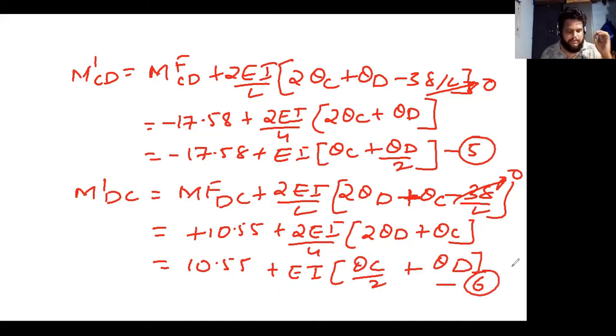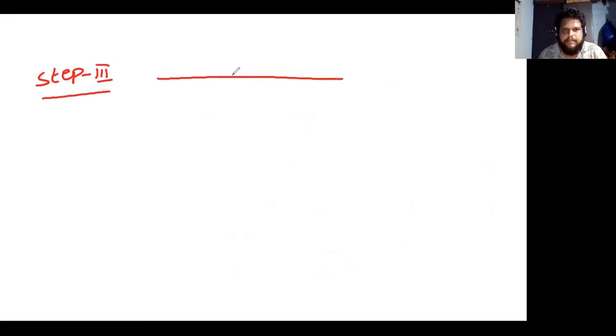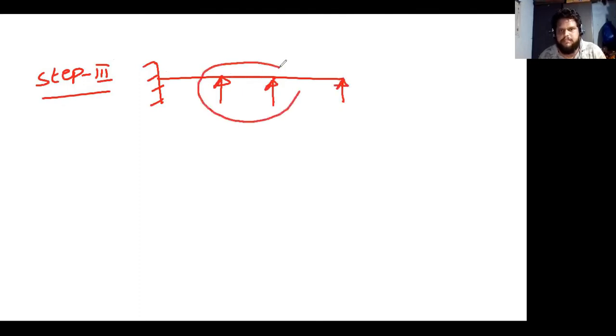Now we are done with our slope deflection equations. Our next step is the calculation of equilibrium equations. So that is step 3, and I'm going directly to step 3. Now if you see the diagram or the question, what are the two internal spans? These are the two internal spans. At these two internal spans we should get equilibrium. Here we will have equilibrium, here also we will have equilibrium.